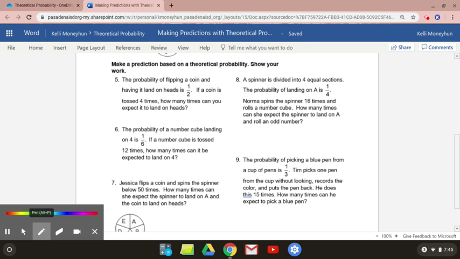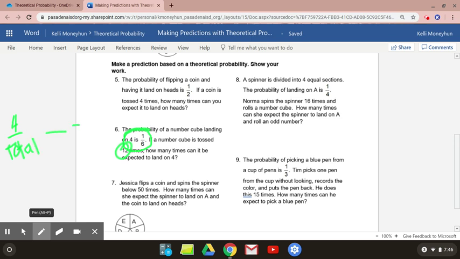All right, number 6, it says the probability of a number cube, that's the same thing as a dice, landing on a 4 is 1 out of 6. Oh my gosh, they gave me the theoretical probability again. They're so nice. A number cube is tossed 12 times. How many times can you expect it to land on 4? Okay, so this is great. They already gave me theoretical probability. We're looking for the number 4 over the total.